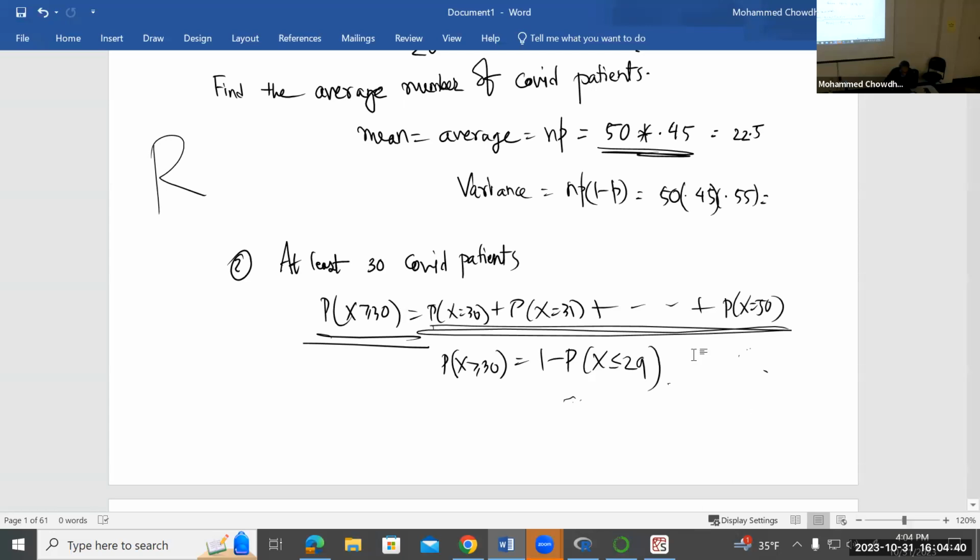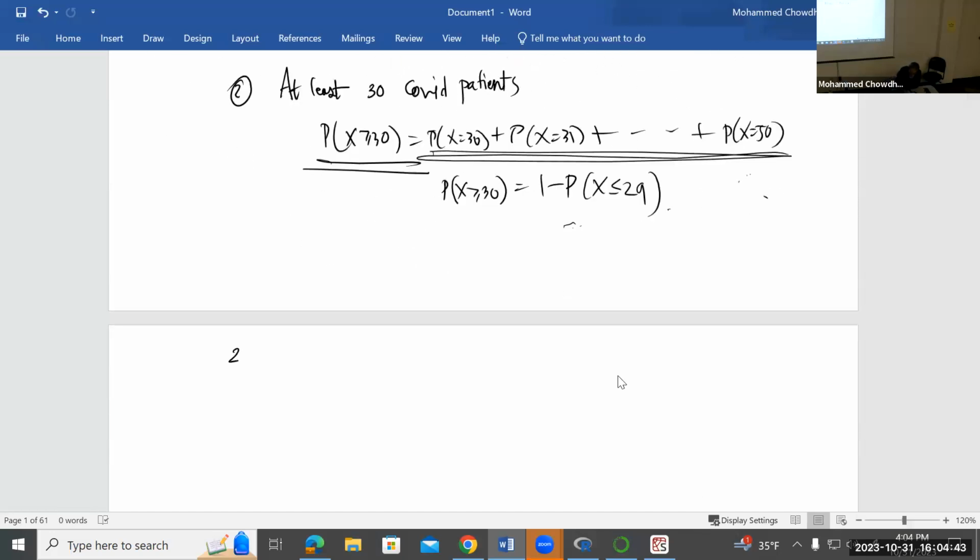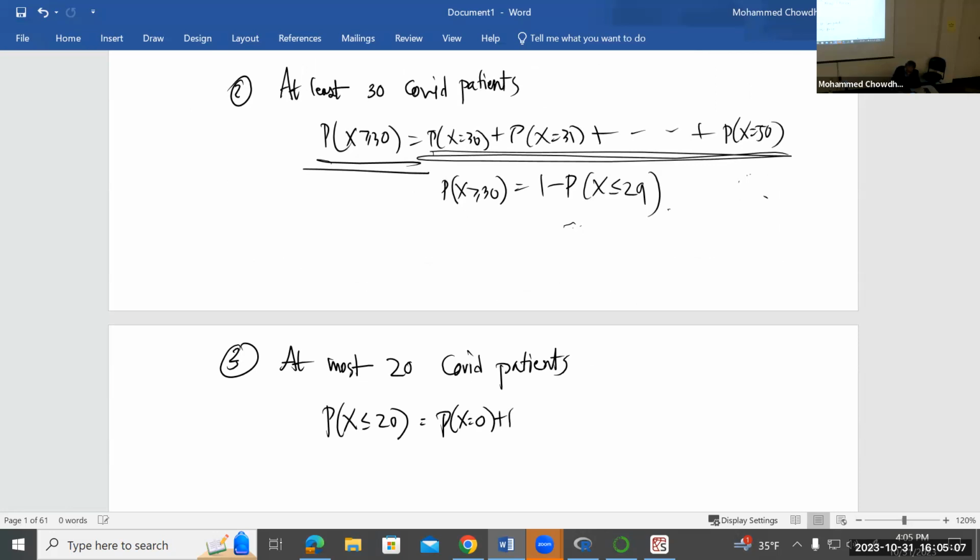Now, if I want to do at most 20 COVID patients, how can you do that? Probability of X less equal to 20. At most 20 COVID patients, so how can you do that? Probability of X equal to 0 COVID patients, X equal to 1 COVID patients, and go all the way to probability of X equal to 20 COVID patients, right?